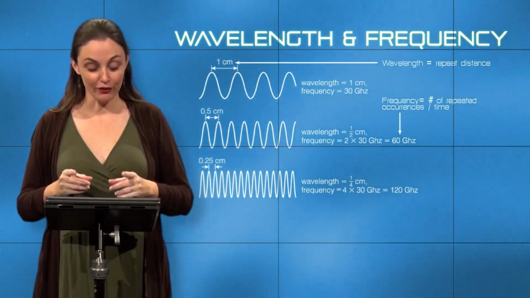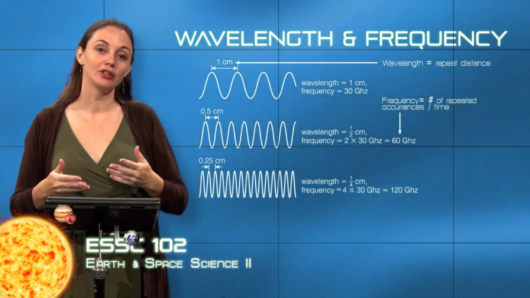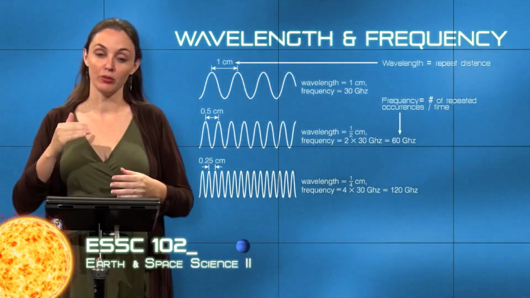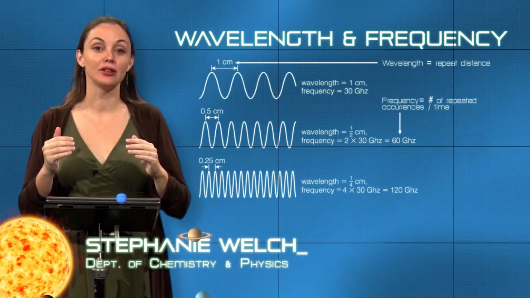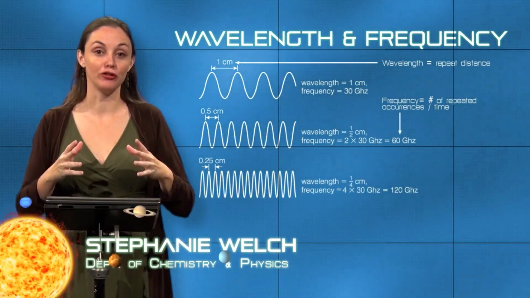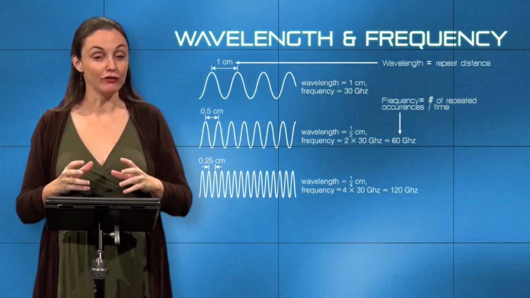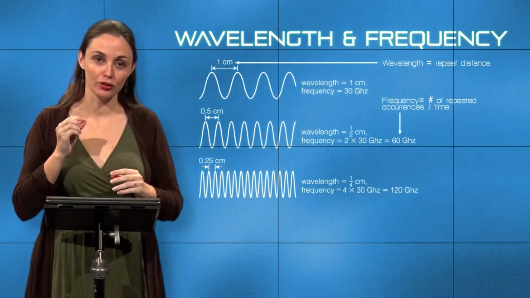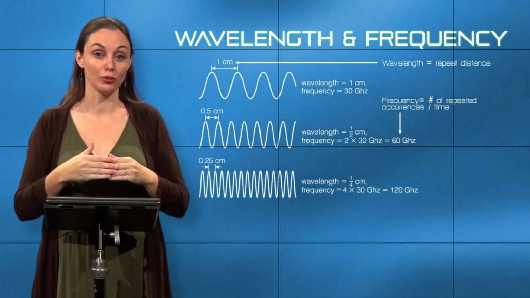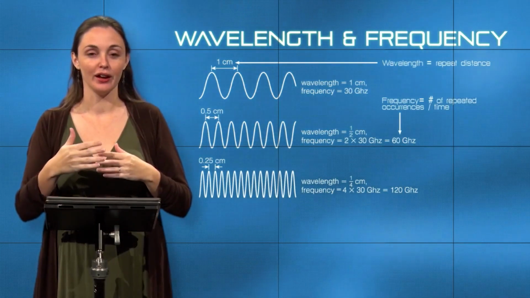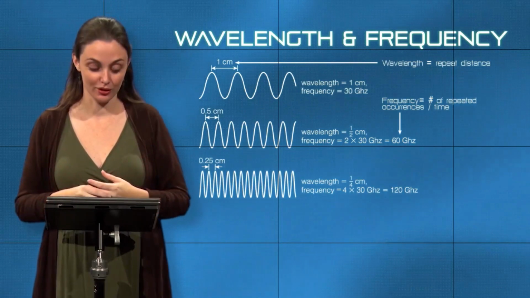So a wavelength is just the repeat distance. The wavelength in terms of something like an ocean wave would be from the top of one wave to the top of the next wave. And while that distance might be large, several feet, most of the wavelengths, particularly of visible light, are going to be incredibly small. It's only things like radio waves that have extremely large wavelengths that occur in units that we can begin to understand as humans.